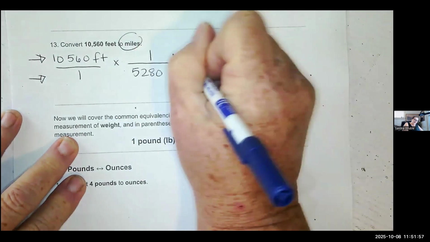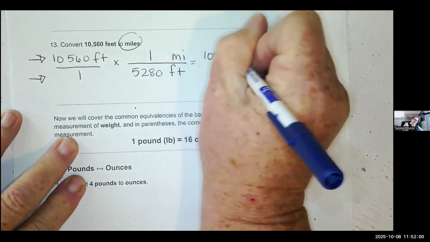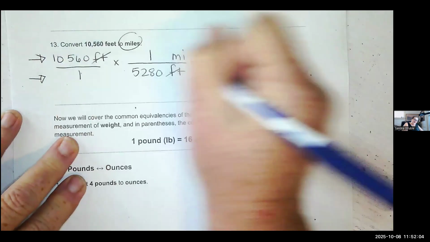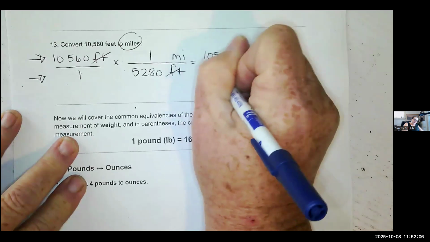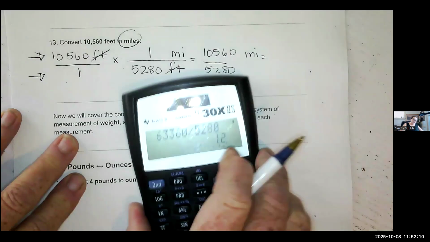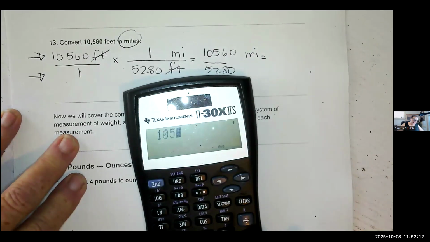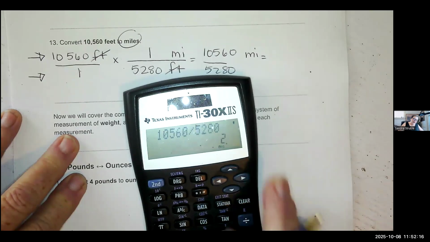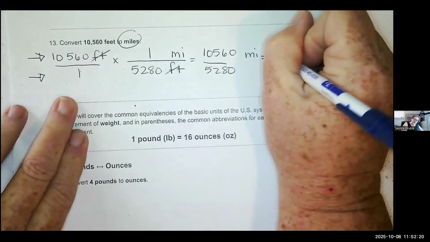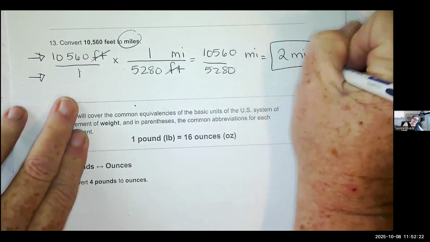10,560 times 1 is 10,560. Feet are gone. And then 1 times 5,280 is 5,280. And don't forget your miles. Once you divide this, 10,560 divided by 5,280, and we get 2. So 10,560 feet is equivalent to 2 miles.